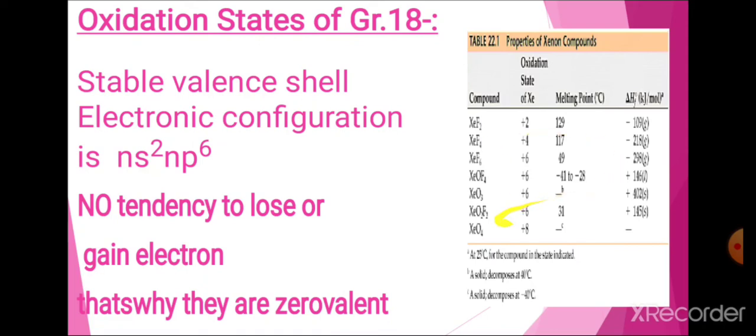You can see in this chart various compounds that are formed by xenon with halogens and oxygen, and their various oxidation states. These are the xenon fluorides, XeF2, XeF4. These are the oxidation states of xenon, +2, +4, +6, XeO4, +8. These are the oxidation states shown by group 18 elements.